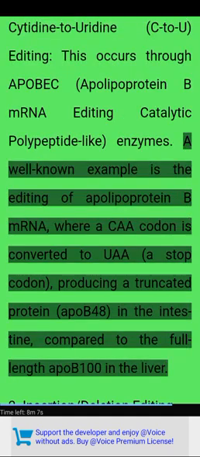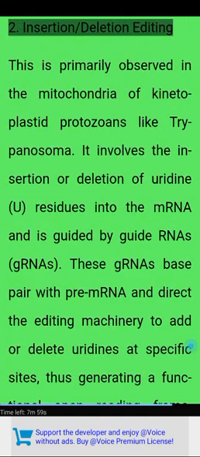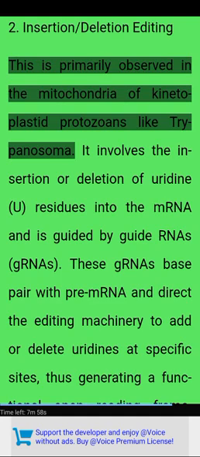A well-known example is the editing of apolipoprotein B mRNA, where a CAA codon is converted to UAA, a stop codon, producing a truncated protein, APOB48, in the intestine compared to the full-length APOB100 in the liver. 2. Insertion-deletion editing. This is primarily observed in the mitochondria of kinetoplastic protozoans like Trypanosoma.